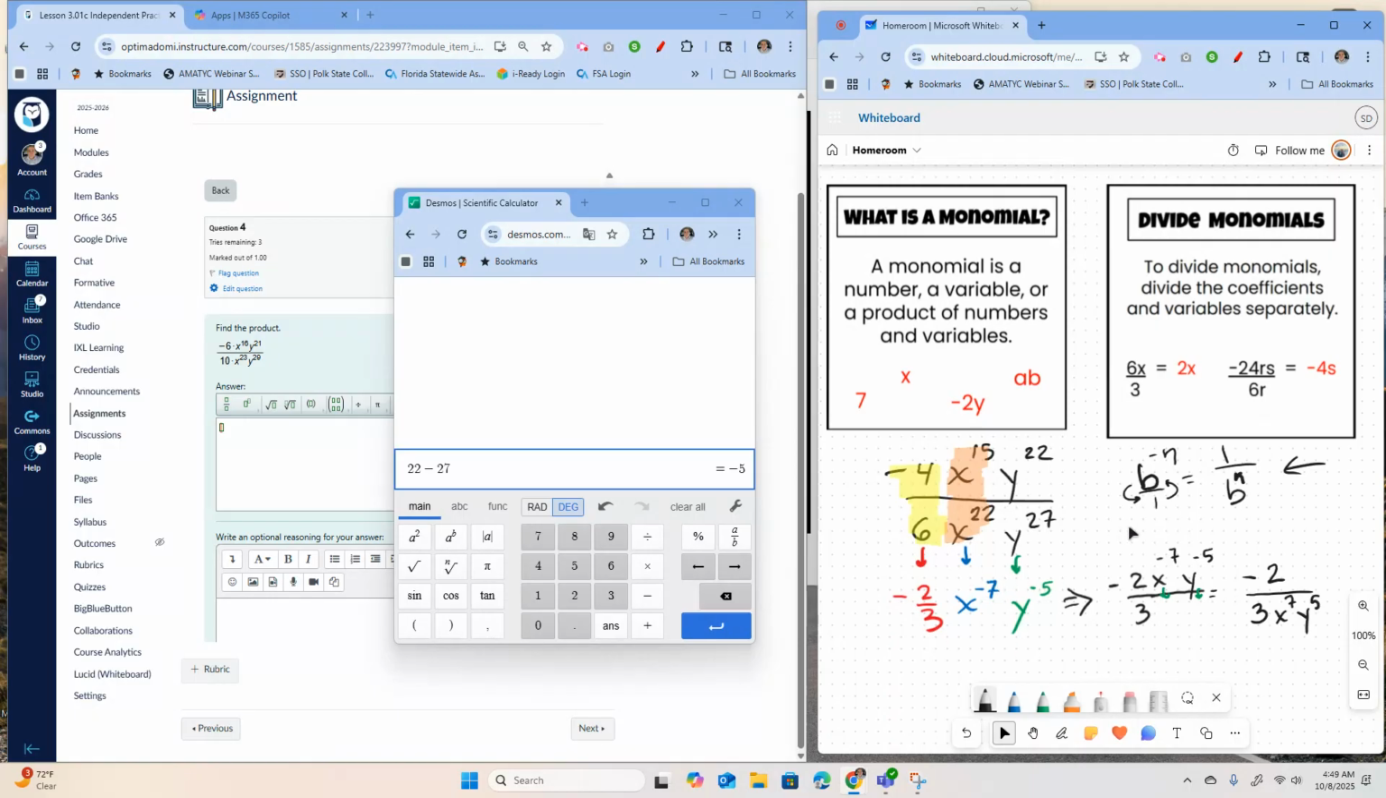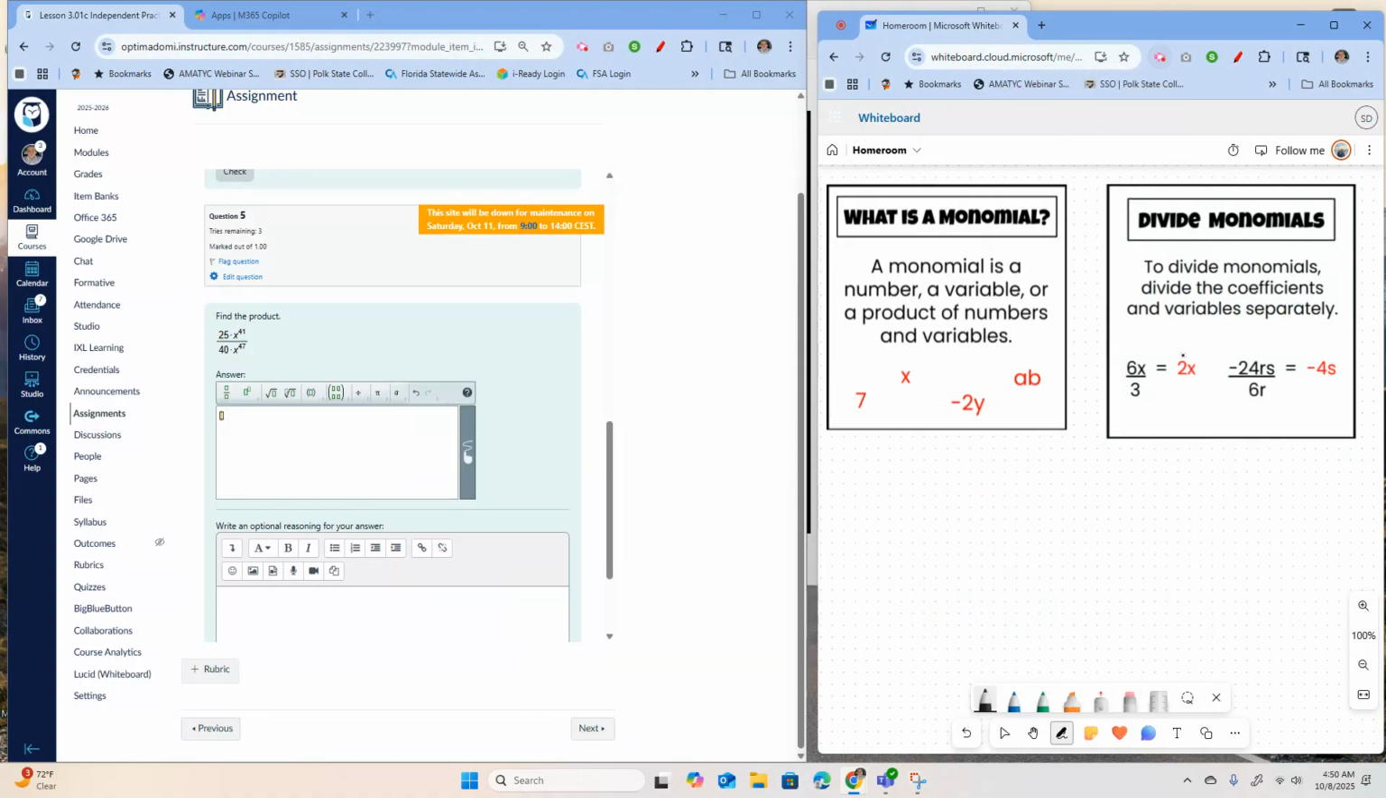All right? Let's go to the last problem. The last problem, problem number 5. I'm going to do a similar one. Let's say you have 35 over 50, and then on the top I have x to the 36th power, and on the bottom I have x to the 40th power. Again, I'm dividing two monomials. The top is a monomial, the bottom is a monomial. How do we divide that?